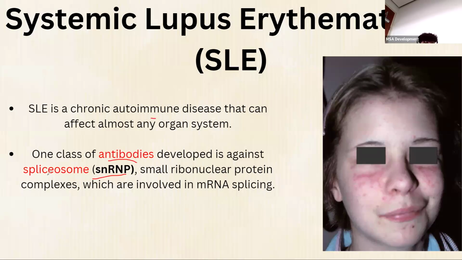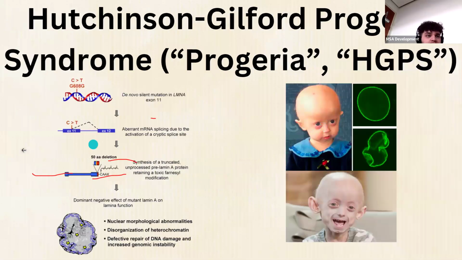Okay, what will happen? I will have defects in my mRNA splicing. Okay, spliceosome, from its name, splice, they are the ones that are responsible for the splicing of the mRNA. We just talked about it. So if I have an antibody produced against the spliceosome, I will not have functional snRNP. I will not have functional splicing. I will have a disease called SLE.